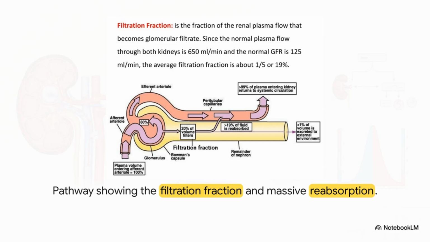But hey, remember that massive 180-liter bathtub we talked about? If we actually excreted all of that, we'd literally dehydrate in a matter of hours. So out of that 20% that gets filtered, more than 99% is meticulously reabsorbed by the rest of the nephron. End result? Less than 1% of that total volume actually leaves the body as urine.